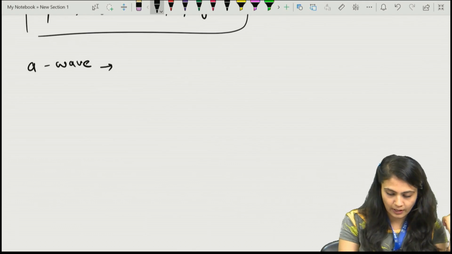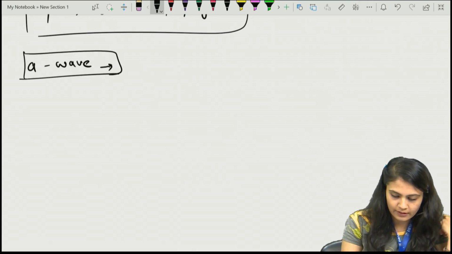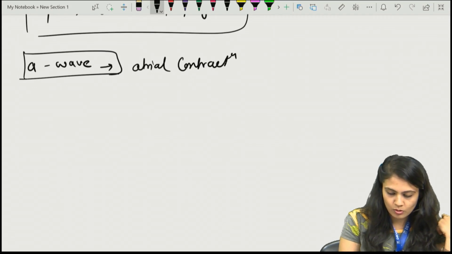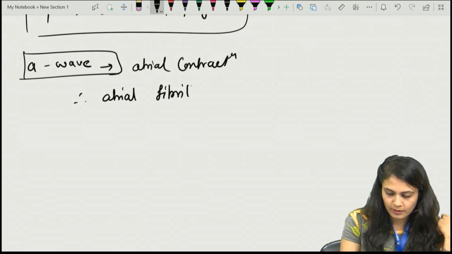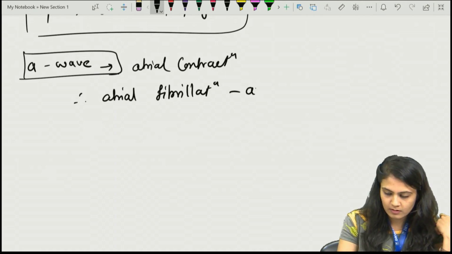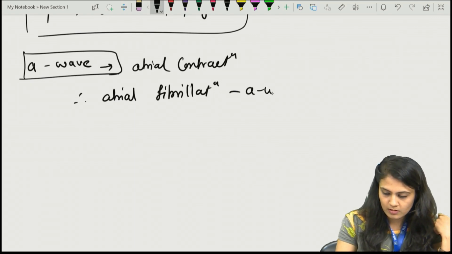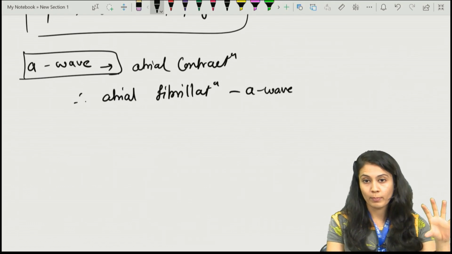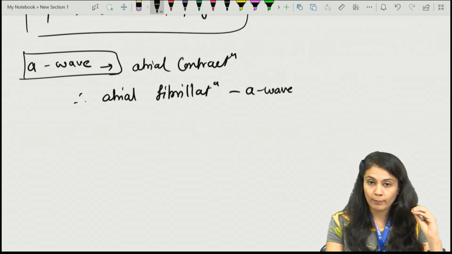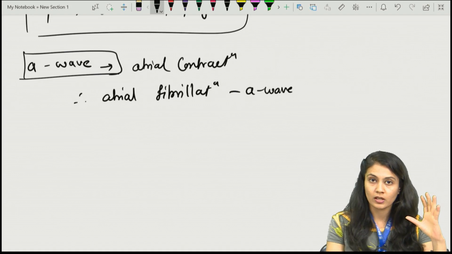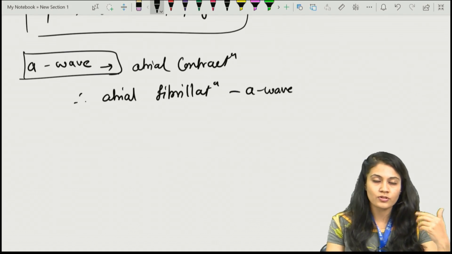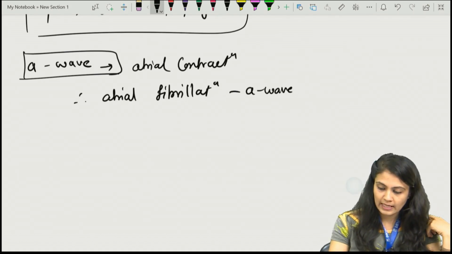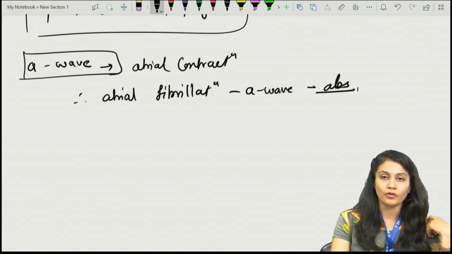Depends on the atrial contraction. As we know, it depends on the atrial contraction. So in atrial fibrillation, the A wave is absent. Why? Because the atria is not able to contract properly. It will just contract partially, so the transducer does not get the impulses. So the A wave is absent in atrial fibrillation.